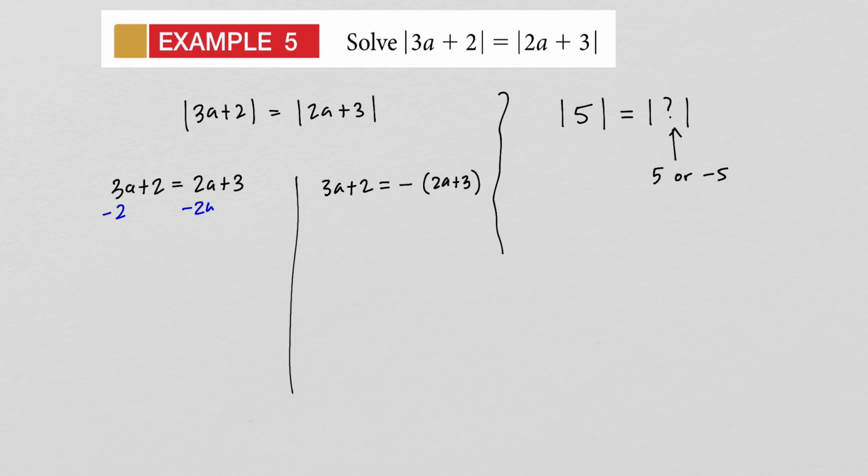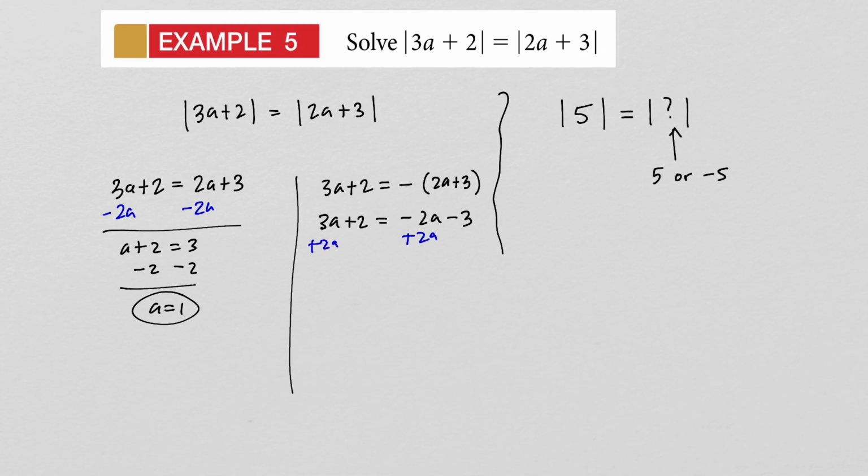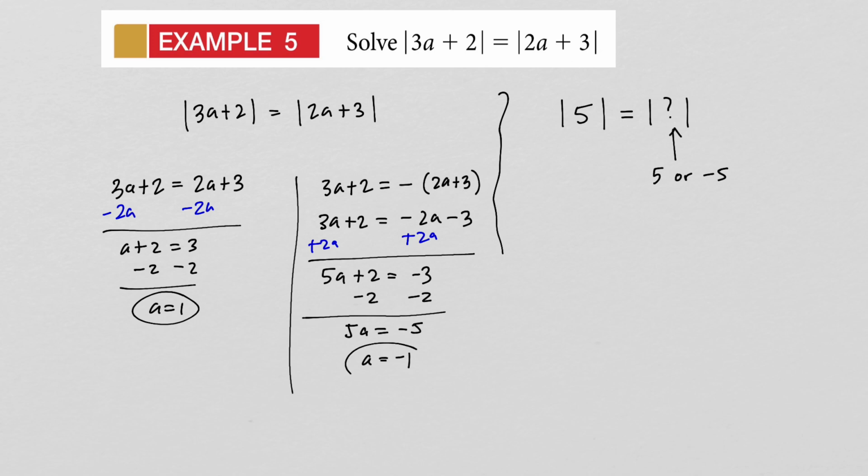So here I'm going to subtract 2a. This gives us a plus 2 is equal to 3. And then subtracting 2, we get a equals 1. And on the other one, we have 3a plus 2 is equal to negative 2a minus 3. Adding 2a to both sides gives us 5a plus 2 is equal to negative 3. Subtracting 2 from both sides, we get 5a is equal to negative 5. And finally, dividing by 5, we get a is equal to negative 1. And so here we have two possible solutions once again.